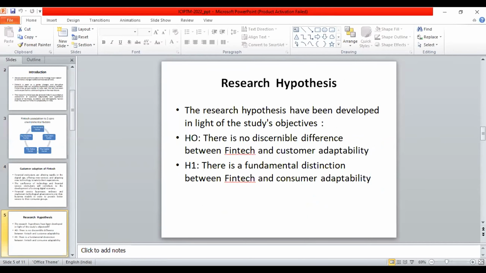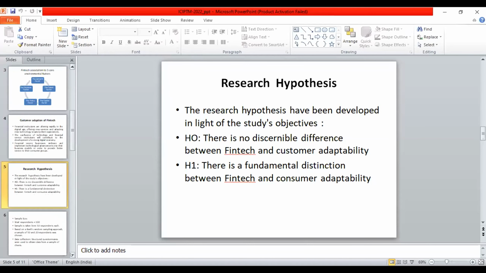In this, I have my research hypothesis, which talks about the null hypothesis, which says that there is no discernible difference between fintech and consumer adaptability. That whatever technology is being offered to the consumer is adapting it without any difficulty. So this is what was the null hypothesis. This is what this means. And the other hypothesis, the alternate hypothesis, was that there's a fundamental distinction between fintech and consumer adaptability. That means there is a difference because the customer is not able to adapt the technology the way it has been offered to it.